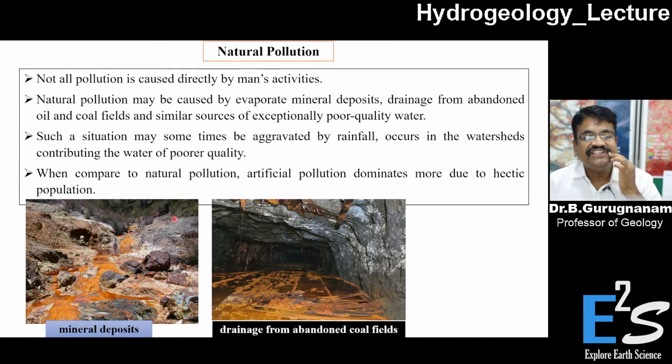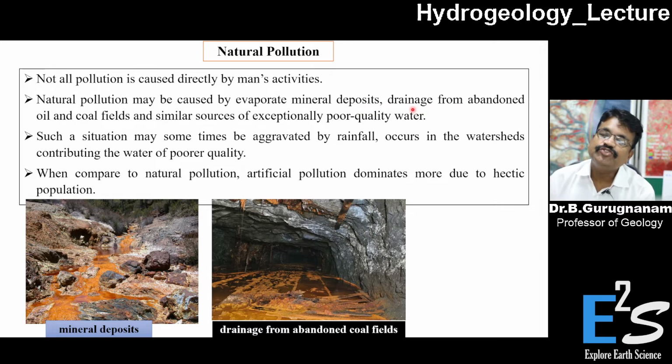Natural pollution: it is like the mineral deposits, because some of the minerals, some of the drainage from abandoned coal fields, when it interacts with the water, gets contaminated. It is huge in size. It's not very small; the photographs are small. It's huge in terms of the large area it covers. Not all pollution is caused directly by man. Yes, it is true. Natural pollution may be caused by evaporite mineral deposits. Geologically, this has to be studied in detail.